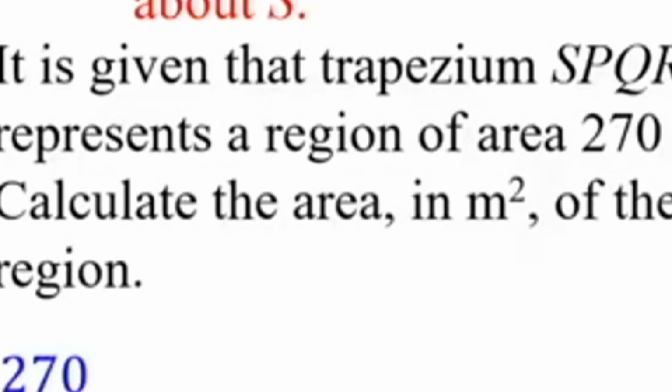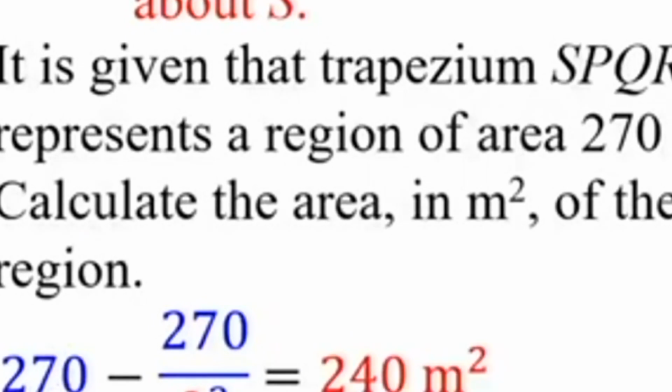X equals 3 square. So 270 divided by 9, because 3 square is 9, so you get 30. That means the area of the object is 30. So the area of the shaded region is the area of the image minus the area of the object, which is 30. So the answer is 240.